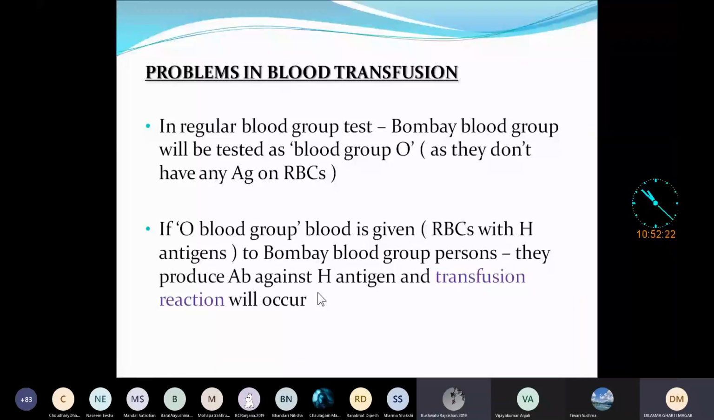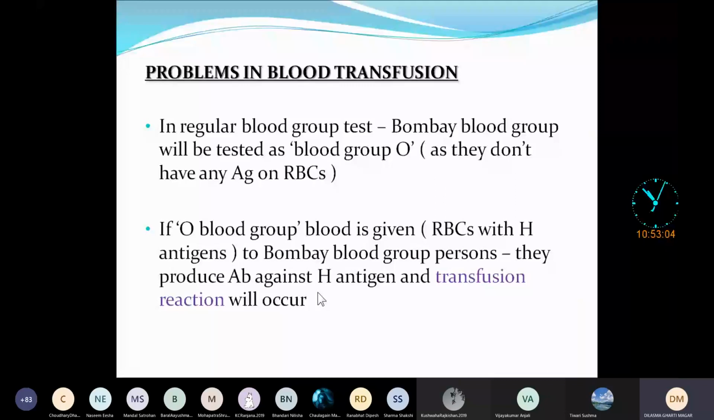Okay. Yesterday somebody asked me this. In the normal population, in case of blood group O, we will find the H antigen. But in case of the Bombay blood group, there is no H antigen. Whenever we test that person's blood group, the person will show as O blood group. Though the person has the Bombay blood group, in the normal ABO system it will show as O blood group.